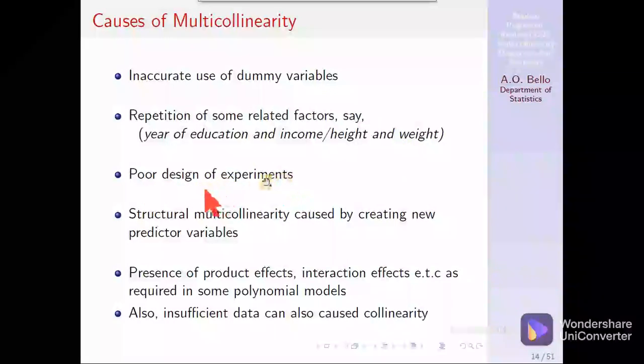In any experimental design, if the design is not well laid out, you are also going to have a problem of multicollinearity. So we also have what we call structural multicollinearity. This is because when you create new predictor variables, for example, you already have a model and in your model you try to create a new predictor variable. This can also lead to structural multicollinearity due to how you structure your independent variable. So the presence of product effect, interaction effect, such as is required in a polynomial model.